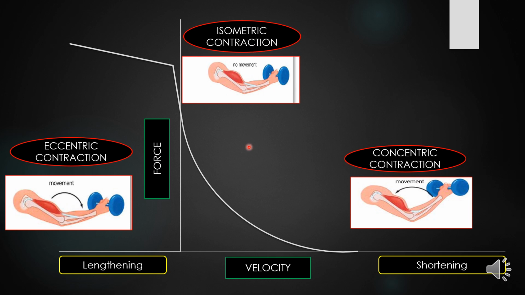On the x-axis, we have taken velocity. On the y-axis, we have taken force. So, what is happening during shortening and what is happening during lengthening of a muscle, we'll be seeing that. So, let's take an example of concentric contraction first.